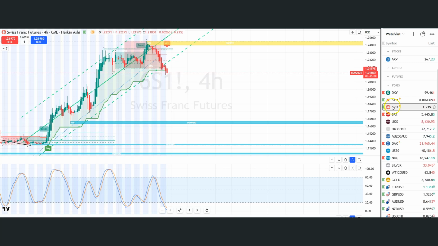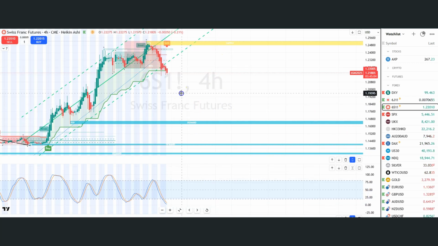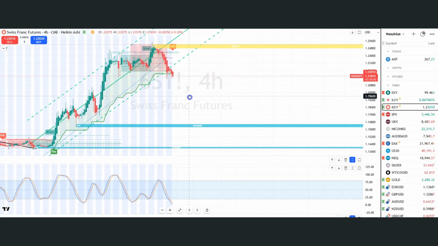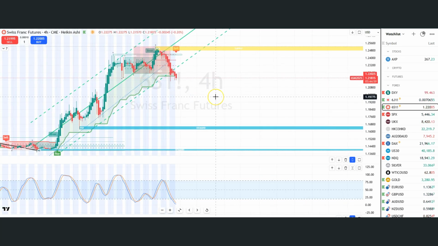Swiss franc futures, well, it's giving the impression, very similar to the yen futures, of a change of character. I'm not totally convinced yet. I think the next 24 hours we'll have to wait and see. So the Swiss pairs are very mixed.